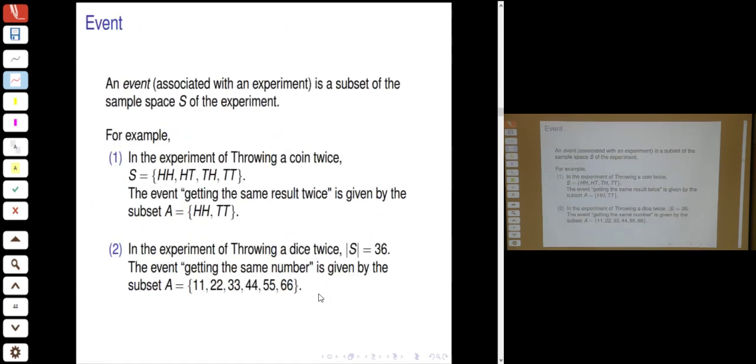After sample spaces, you need to consider events. In probability you talk about chances, and you have to associate the chance with something. The object that you associate the chance with is an event. In other words, you talk about the chance of an event occurring. In an experiment of throwing a coin twice, the outcomes are HH, HT, TH, and TT. You can look at the event of getting the same result twice, which is the subset {HH, TT}.